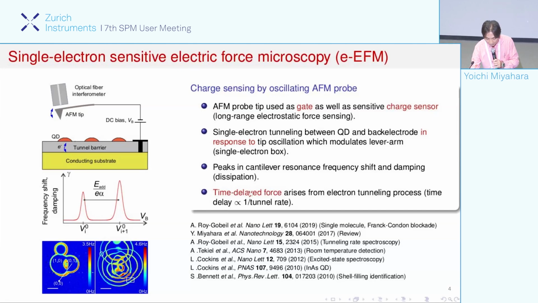And in addition to that, by looking at both the frequency shift channel and the damping channel, the dissipation channel, we can measure basically a time delayed force, which in this case arises from the single electron tunneling process. So we can measure the tunneling rate quantitatively by looking at both frequency shift and damping channels.